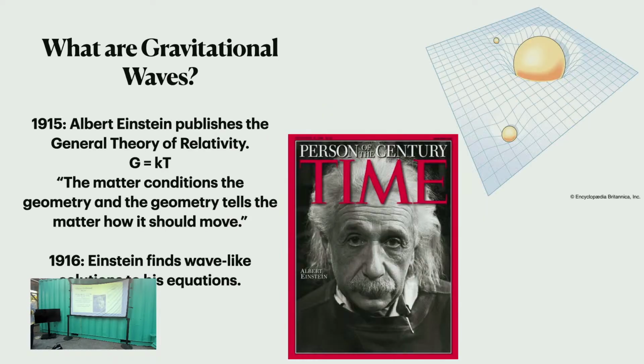So what are gravitational waves? In 1915, Albert Einstein, person of the century, the 20th century, as named by Time, published his general theory of relativity, which relates the curvature of spacetime, which is the geometry of spacetime, to T on the other side, which essentially encapsulates how matter is distributed in spacetime. So what those equations tell you is how matter conditions the geometry. So how having a very massive object will curve your spacetime, but also that because of that curvature in spacetime, the objects then know how to move around in spacetime.